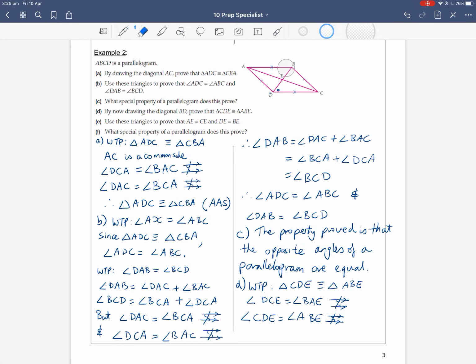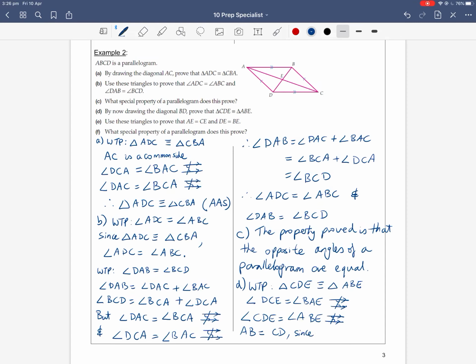Now, lastly, we need to find a common side. I make the claim that AB is the same as CD. So think about it. AB is the same as CD. Why? Because back in part A, we already proved that triangle ADC is congruent to ABC. Right? So because triangles are congruent, then the sides must be the same length as well. So we're using part A to show that part D triangles are congruent.